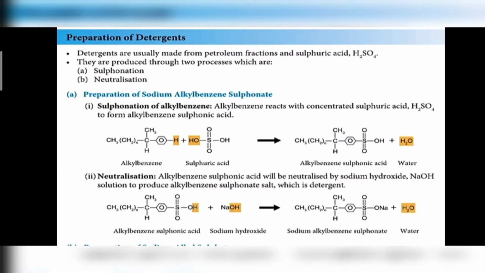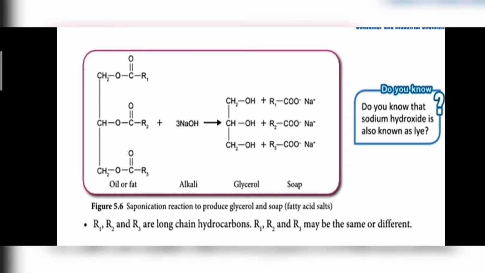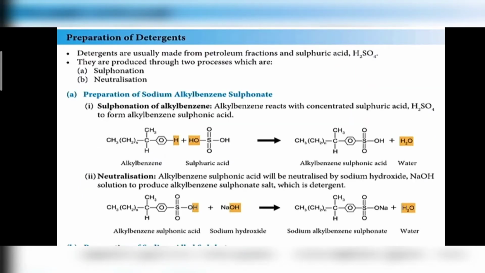Okay, preparations of detergent pula. This one is for soap, and now preparations of detergent. Detergent are usually made from petroleum fractions and sulfuric acid, H2SO4, produced through two processes. The first one is sulfonation, and then the second one is neutralization. So firstly, we want to prepare the sodium alkyl benzene sulfonate. Proses dia adalah sulfonation. Okay, sulfonations of alkyl benzene.